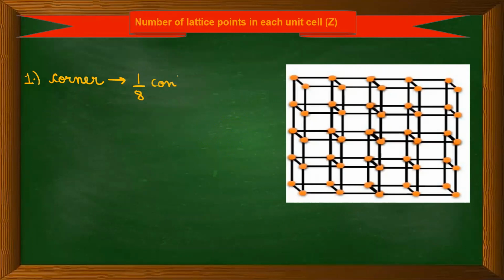This is one unit cell, and when the unit cell repeats in different directions, a crystal structure is formed. So this is one unit cell, and this is our primitive unit cell, the simple cubic unit cell.